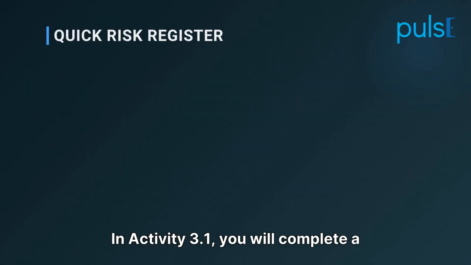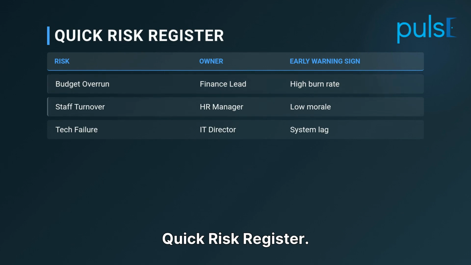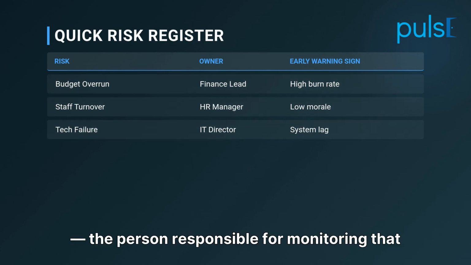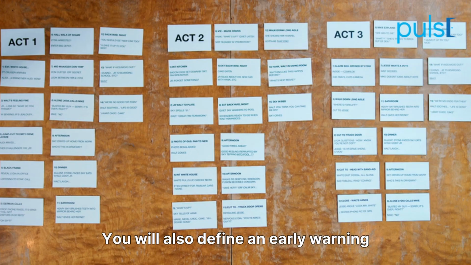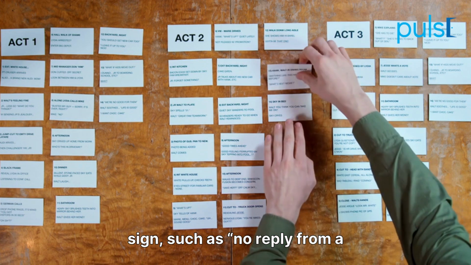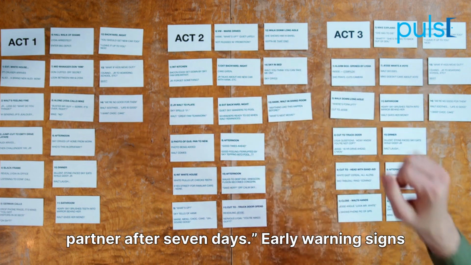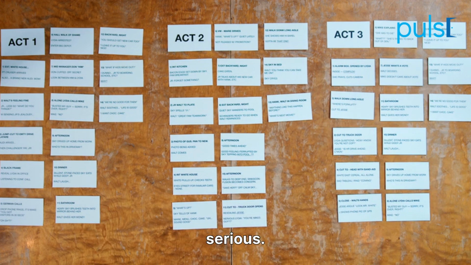In Activity 3.1, you will complete a quick risk register. You will list 6 to 10 risks, classify them, and assign a risk owner, the person responsible for monitoring that risk. You will also define an early warning sign, such as no reply from a partner after 7 days. Early warning signs help you act before a problem becomes serious.